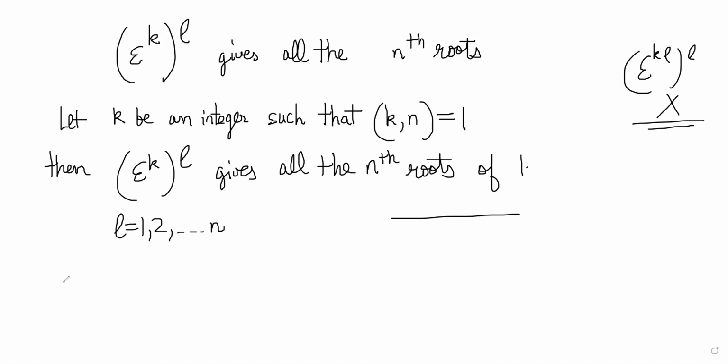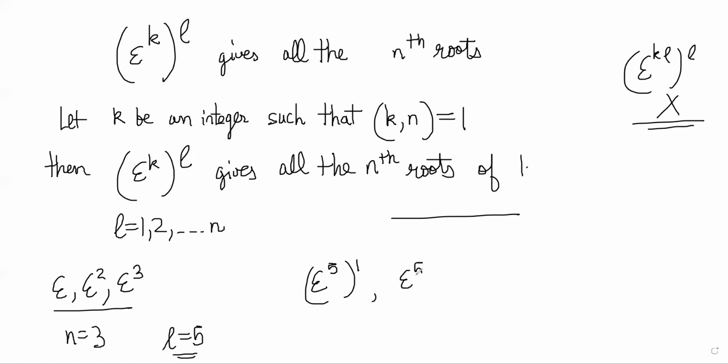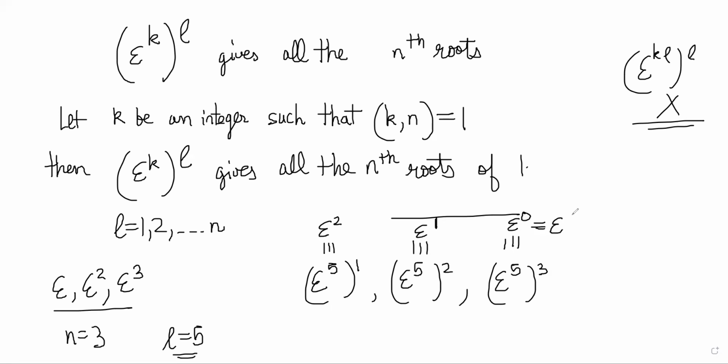So now let's see. We had taken the roots e square and e, where n is 3, and we had taken k as 5, which is co-prime with 3. So what I'm claiming is e power 5 power 1, e power 5 power 2, and e power 5 power 3 are the three possible roots. This is same as e square because e power 3 is equal to 1. E square, this is e power 10, so this is e power 1, and this is e power 15, which is basically e power 0, or e power 3, whatever you want to call it. So we are getting all the roots, right?